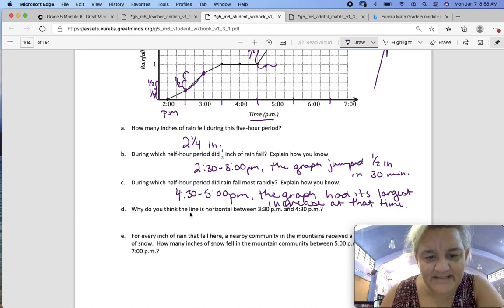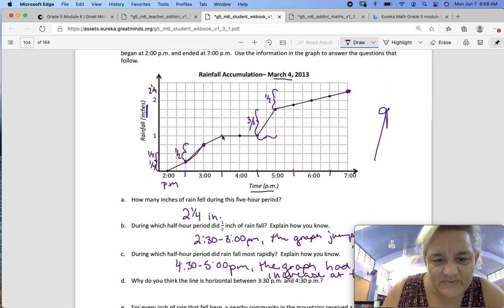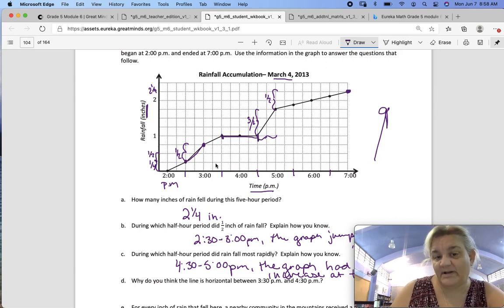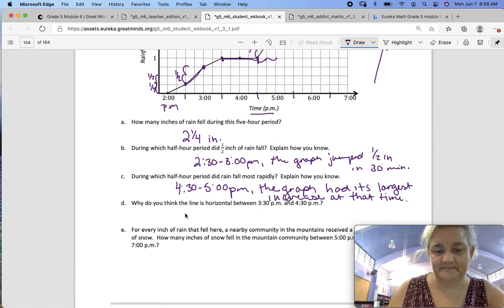Why do you think the line is horizontal between 3:30 and 4:30? Well, between 3:30 and 4:30, the line didn't go up at all. Well, what causes the line to go up? More rain. So if the line doesn't go up and it stays even, that means that it probably wasn't raining. It stopped raining in that amount of time, just in time for you guys to get picked up from school.